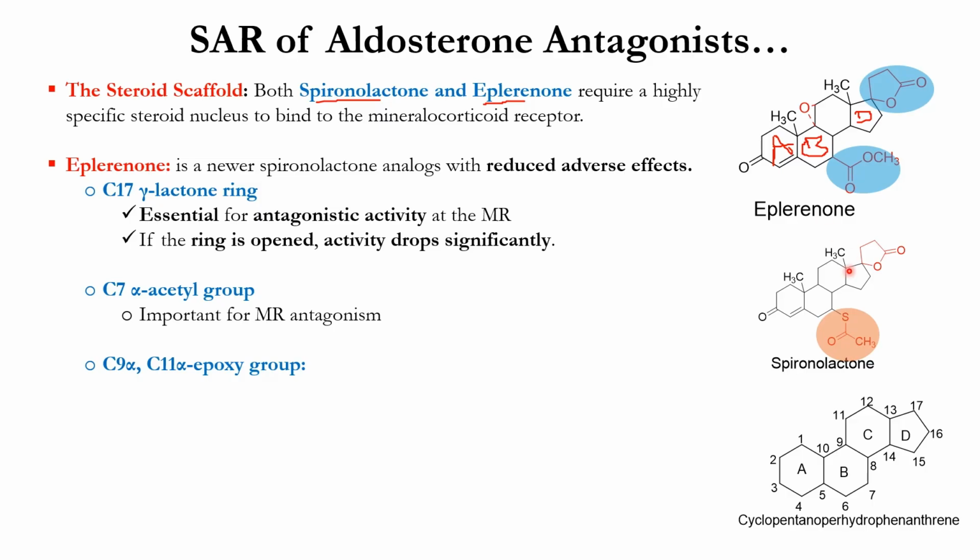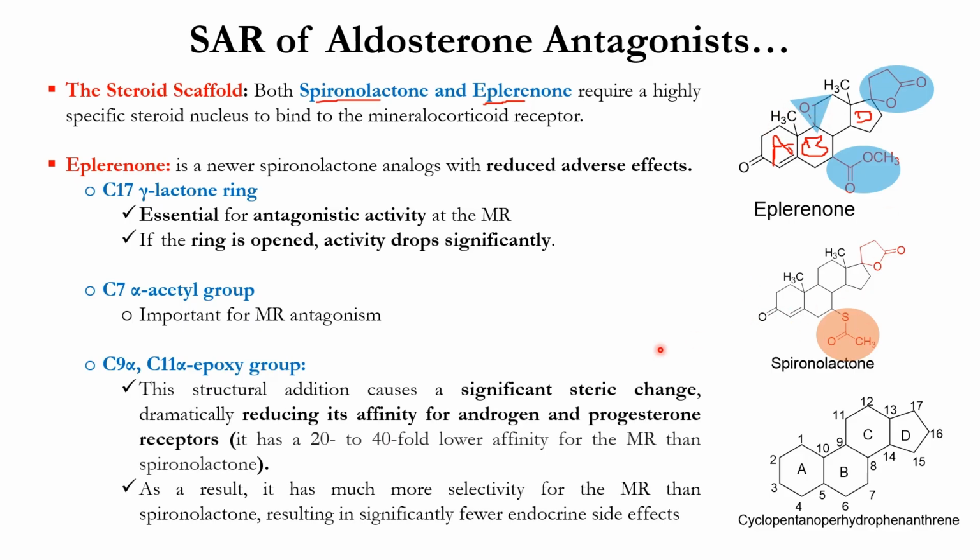And the third, which is specific to eplerenone, is that it contains carbon 9 alpha and carbon 11 alpha epoxy groups. So this is the part that makes it differ from the spironolactones. The addition of this epoxide causes a significant steric change, which dramatically reduces its affinity for androgen and progesterone receptors.